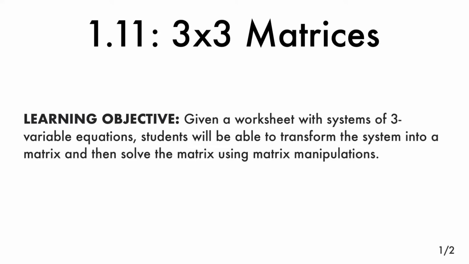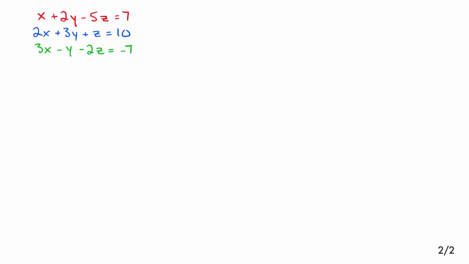In section 11 of chapter 1, we're going to be solving 3 by 3 matrices. The only difference between a 3 by 3 and a 2 by 2 is that in the 3 by 3 we have an x, a y, and now a z. So there are 3 variables, and if there are 3 variables, you're going to need 3 equations. That's why we have 3 equations.